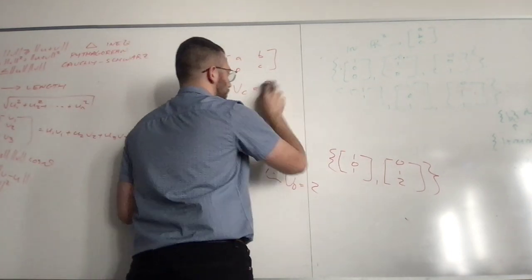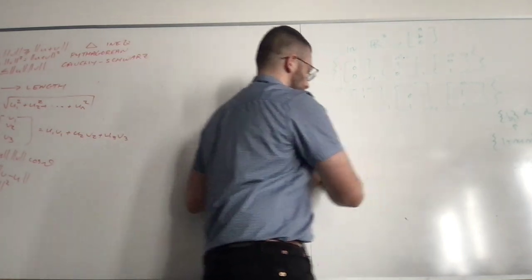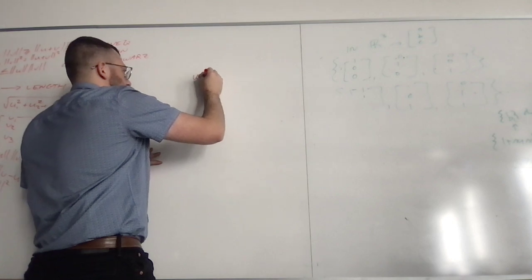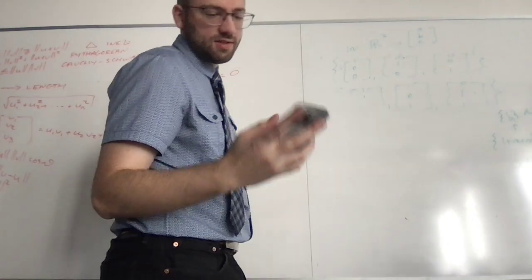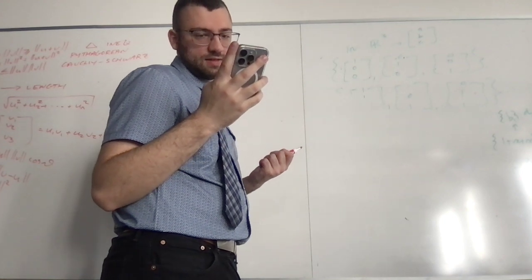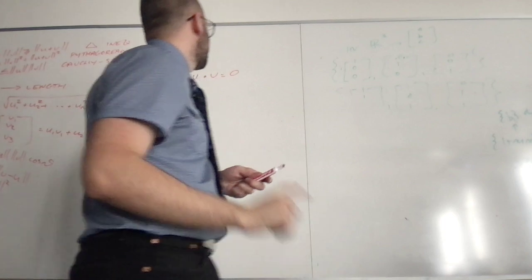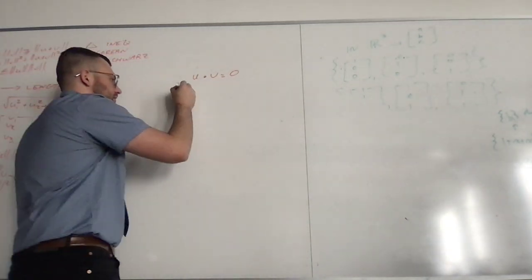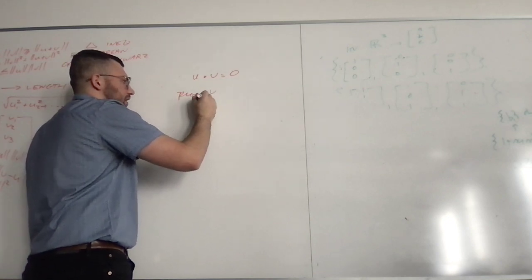So what does it mean for 2 vectors to be orthogonal? Dot product is 0. U dot v equals 0. Is there anything else to it other than that? Oh, projections. How do you calculate the projection of v onto u?